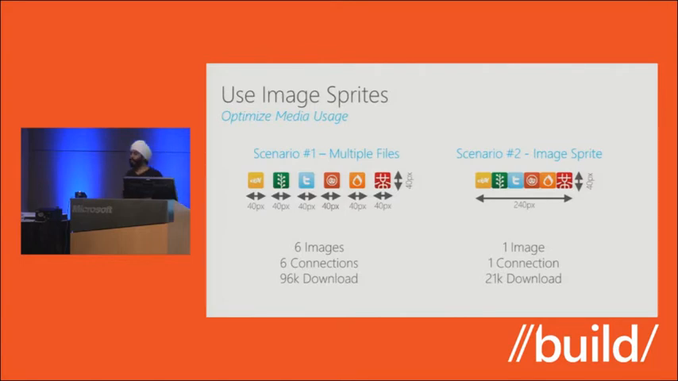Okay, when possible, use image sprites. I'm sure most of you are familiar with image sprites, but let's look at a scenario. On the left, I have scenario number 1, and I have 6 images that I'm downloading. There are 6 different connections, and they're being downloaded in parallel, and in total, I use 96K. On the right, I take all these images and run them through an image sprite tool and create this one image sprite. I'm going to use a technique like CSS or some other appropriate technique to lay out these images on the page once I have the image down. So in this case, I only use one connection and I download one image, which takes 21K.